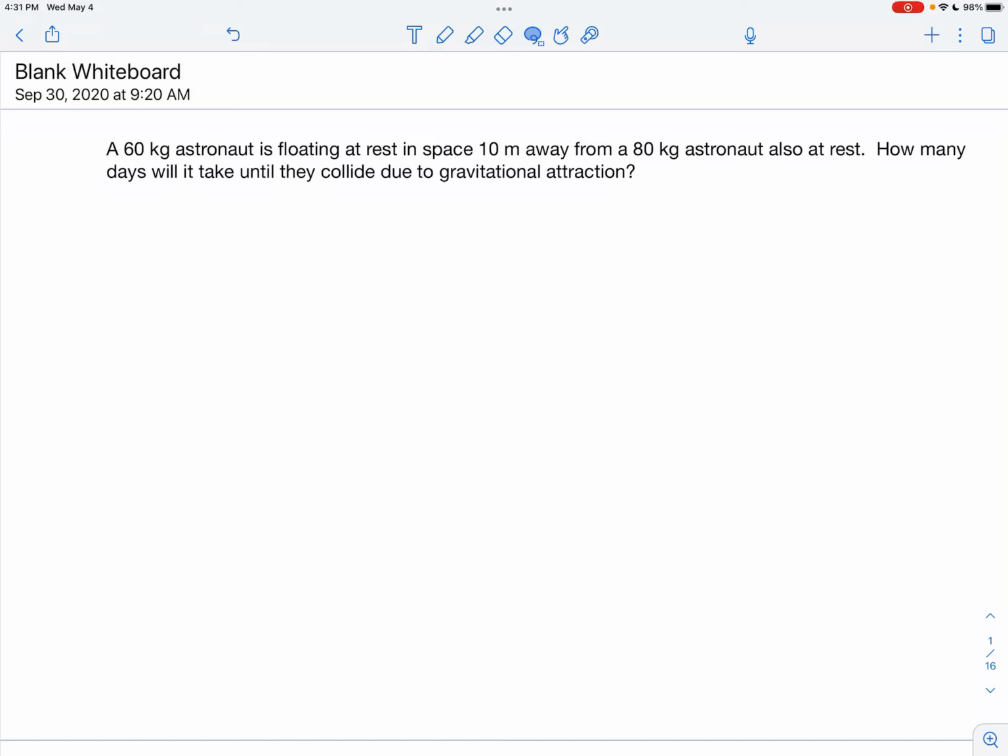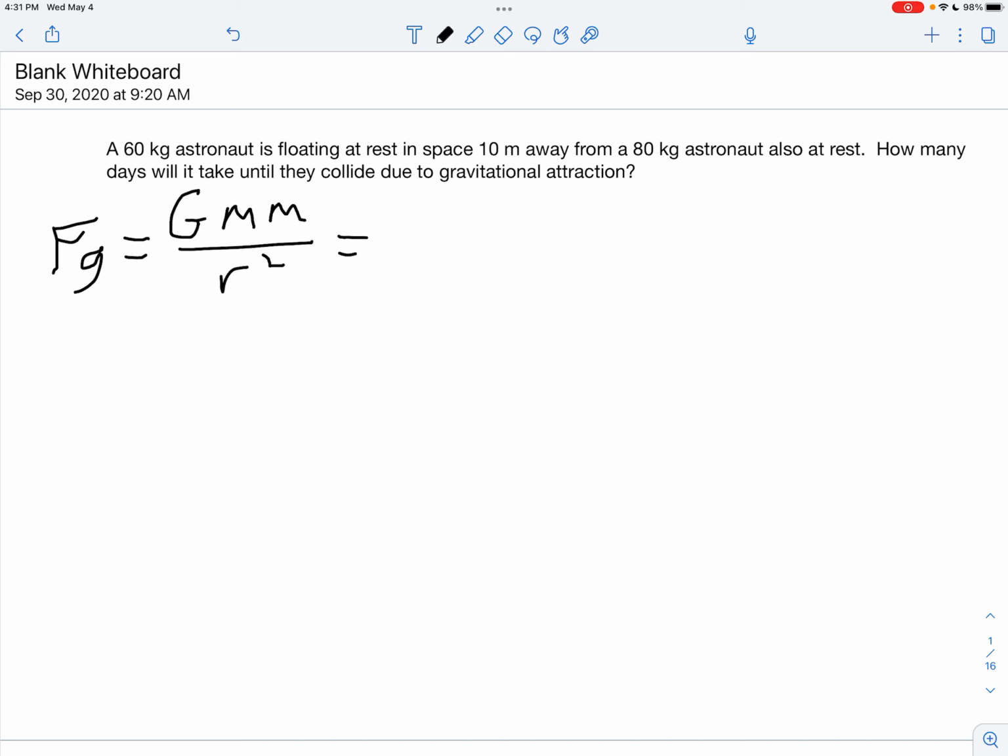Welcome back, everyone. For this problem, we're going to use the force of gravity to determine how long it's going to take these two objects to be gravitationally attracted to each other to the point where they collide. So the first step in these type of problems is to find the force of gravity. Force of gravity is GMM over R squared.